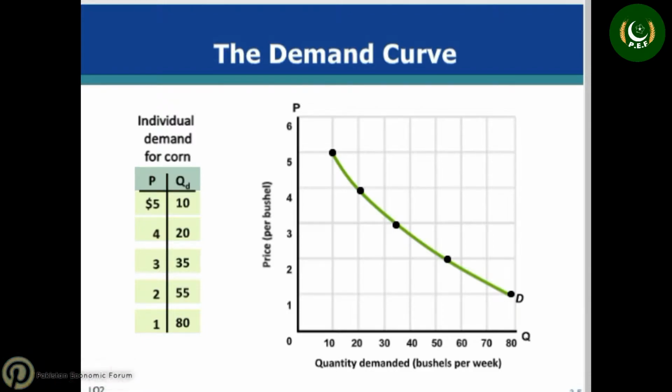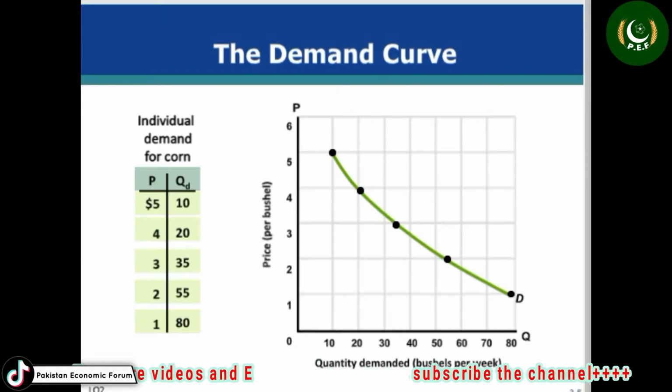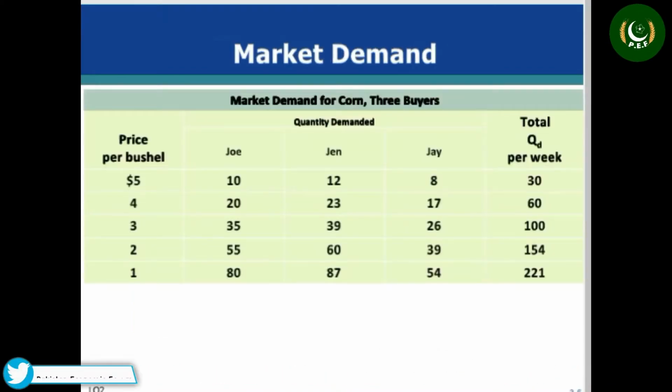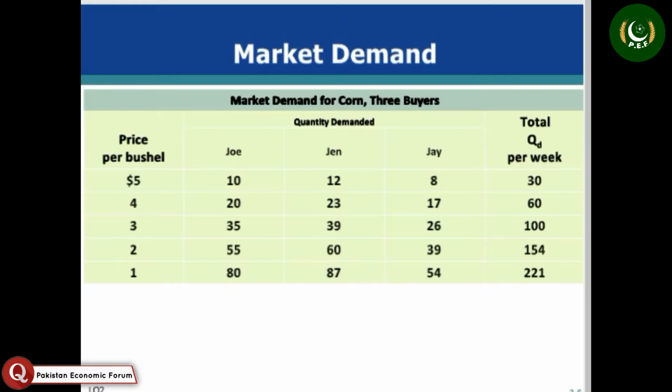The downward slope indicates a lower quantity, horizontal axis, at a higher price, vertical axis, and a higher quantity at a lower price, reflecting the law of demand. There are three buyers in the market for corn. The market demand is the horizontal summation of the individual demand curves of all of the consumers in the market. At a price of $3, for example, the three individual curves yield a total quantity demanded of 100 bushels.